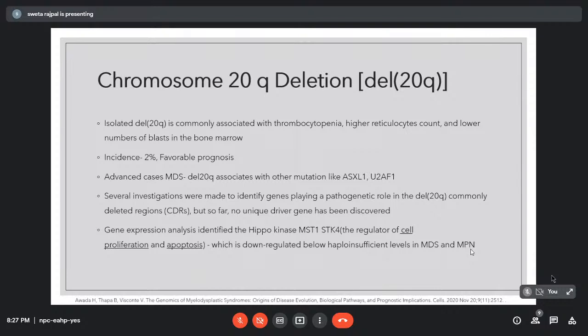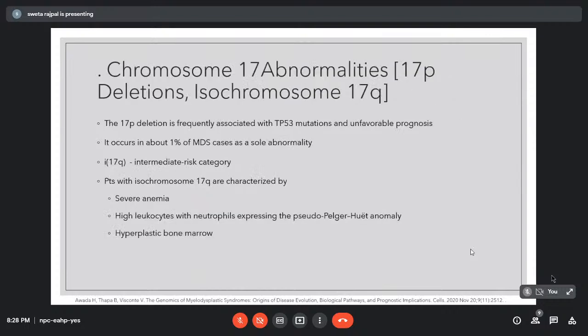In advanced cases of MDS, when deletion 20q patients have mutations of ASXL1 and ETV1, that will lead to progression of the disease. There are multiple studies looking at what genes are involved in 20q deletion, but till now they have not found any significant progress in that area. Though gene expression analysis has found that some genes are involved in the regulation of gene proliferation and apoptosis, which can lead to downregulation of haploids that can lead to MDS or MPN. So that's about the deletion 20q.